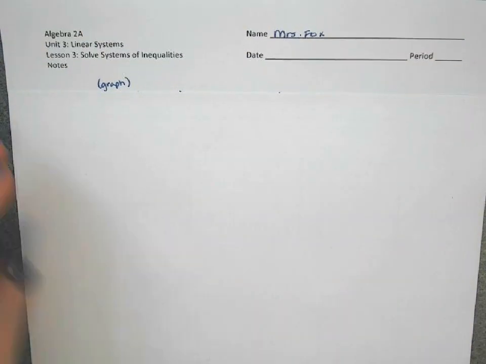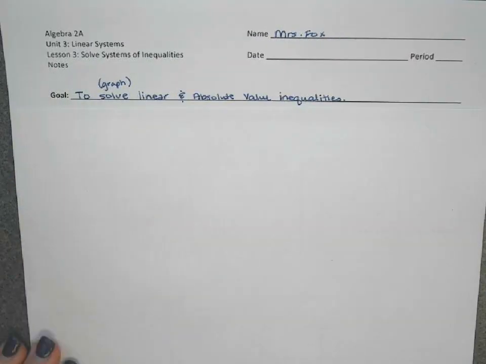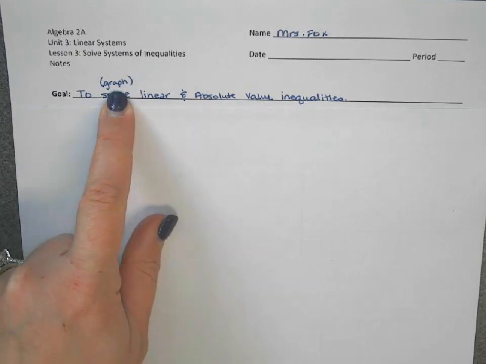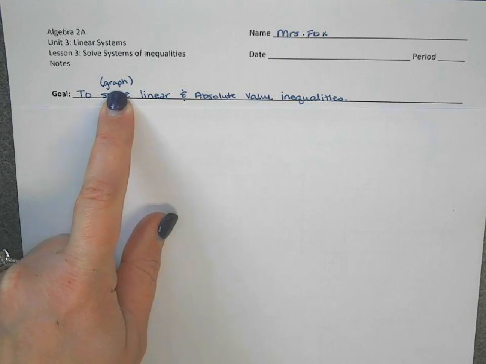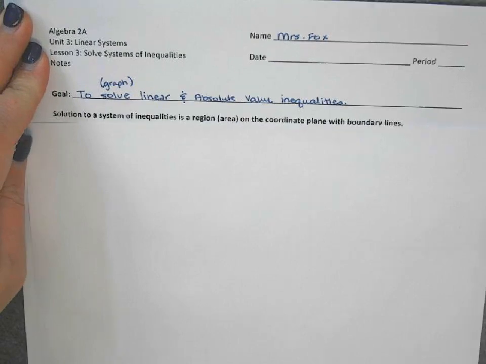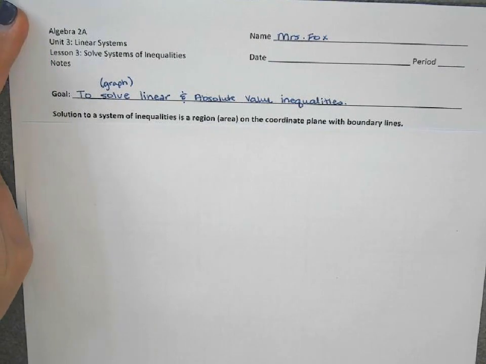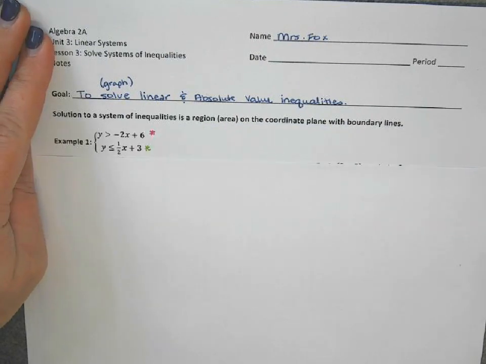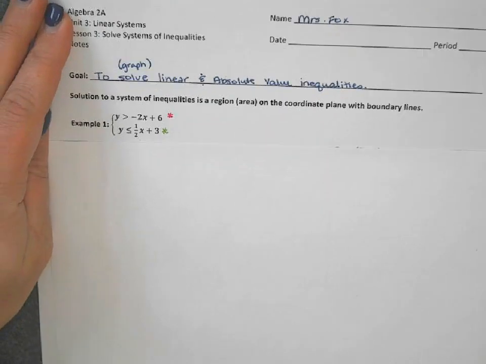Okay, so our goal today is going to be to solve linear and absolute value inequalities. The solution to an inequality is a portion of the graph. So when we're solving these, we actually are going to have to graph them since our solution is part of the graph. Okay, so a solution to a system of inequalities is a region or an area on the coordinate plane with boundary lines. So the first thing we're going to look at are these inequalities right here.